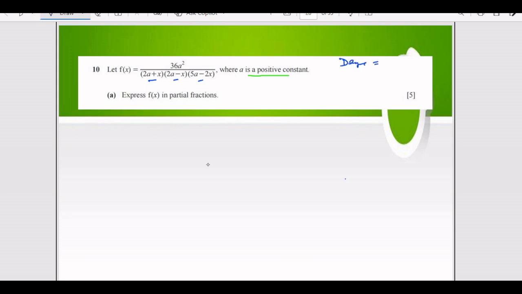The degree of the numerator is 0 here, because we do not have an x term, and down below we have x cubed, so the denominator is 3. So this is a proper fraction, right? We will use the partial fraction of type A, because we have all linear factors in the denominator.